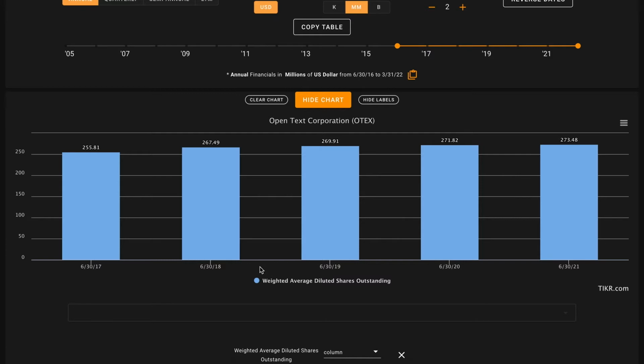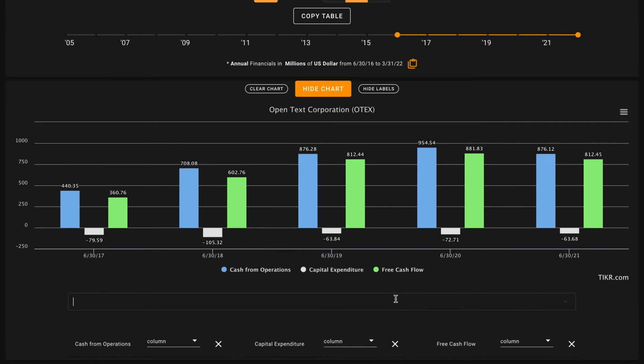So pillar number 5, we see slight dilution, and that's going to be an X. Pillar number 6, we're looking for 5-year free cash flow growth. Free cash flow is cash from operations minus capital expenditures. It can be used to pay dividends, buy back shares, pay down debt, make acquisitions, or reinvest back into the business. Free cash flow is this column in green.